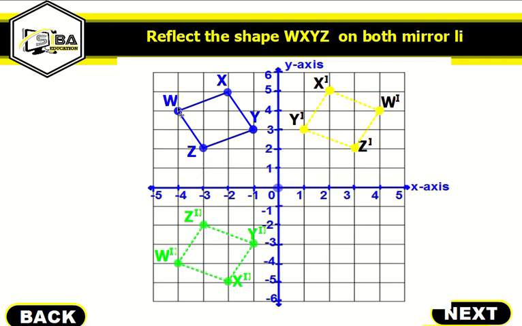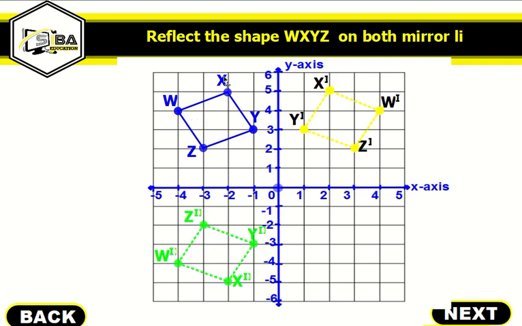We also have W here, which is how many units away from the x-axis? We have 1, 2, 3, 4. 4 units away from the x-axis, which is our mirror line. So when you come here, you calculate 4 units away from the mirror line. We have 1, 2, 3, 4. Then you indicate it as W double prime, which is the image of the point W.